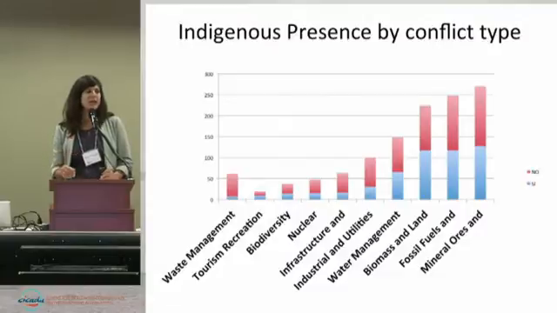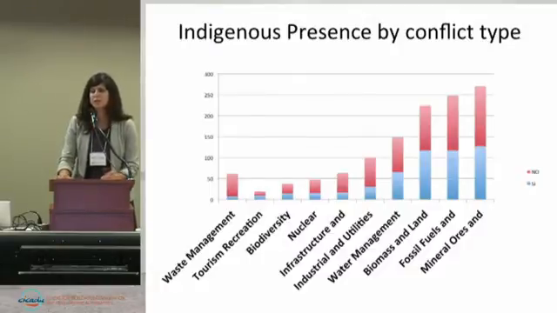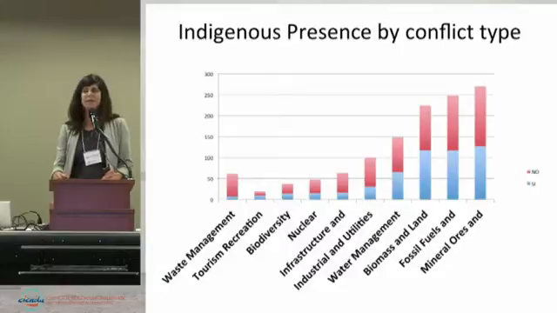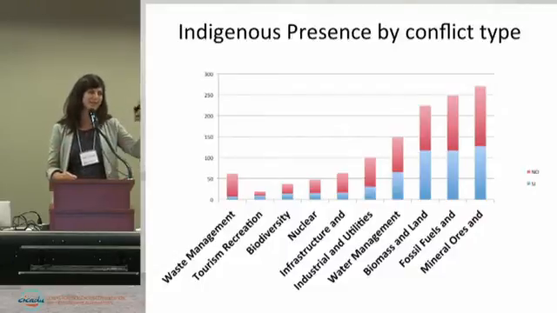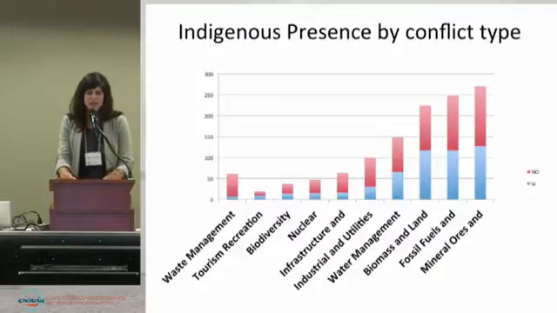And this is just a table showing a little bit about the presence of Indigenous people by type of conflict. The blue means that in that type of conflict, we do have presence of Indigenous people. You can see that mining conflicts are the ones where we see the highest presence of Indigenous people. We have mining, fossil fuel extraction, biomass and land conflicts, and then on the low end is waste management conflicts, which are usually urban, tourism and recreation conflicts, and interestingly, biodiversity conflicts.